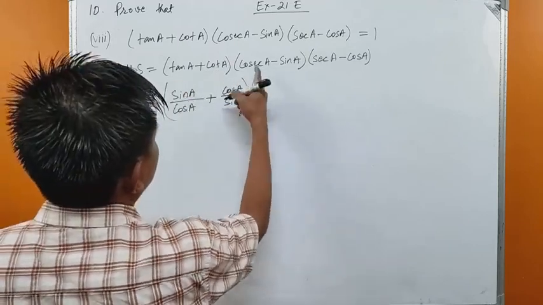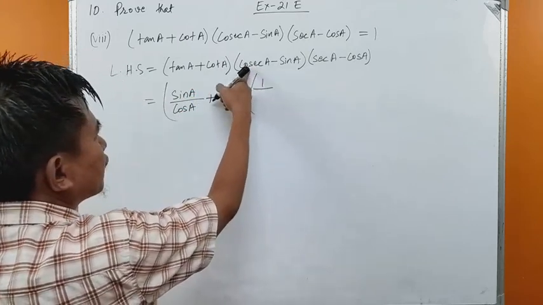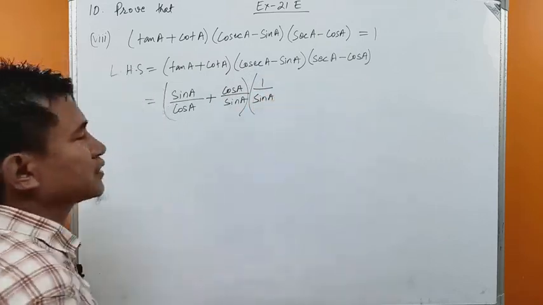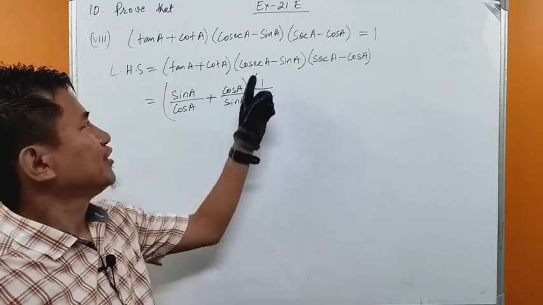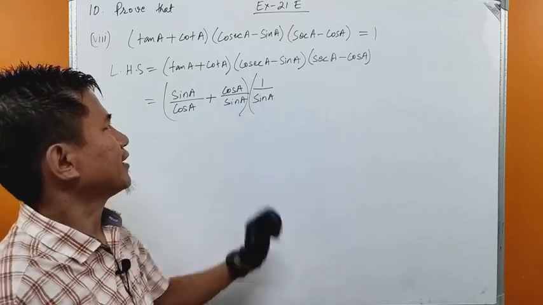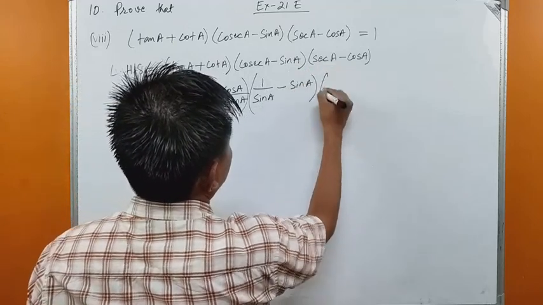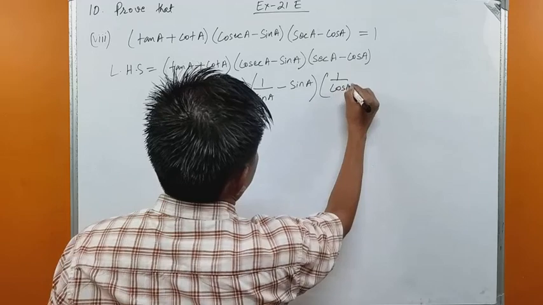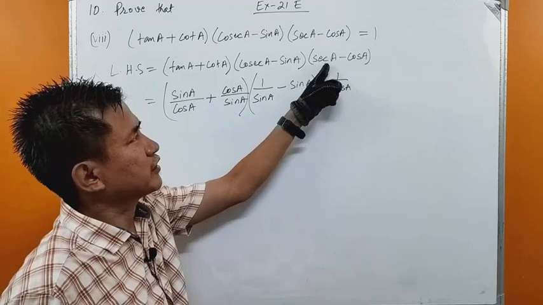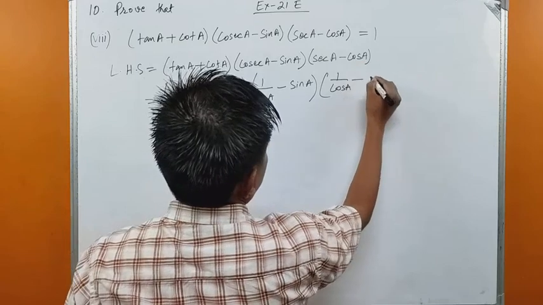So this cosec A, I convert to sin A form. Cosec A, if I take it down to the denominator, it becomes sin A, because cosec theta and sin theta are reciprocal of each other. So it is 1 upon sin A, minus sin A. Sec A is 1 by cos A, because sec theta and cos theta are reciprocal of each other. If I take sec A down to the denominator, it becomes cos A, minus cos A.